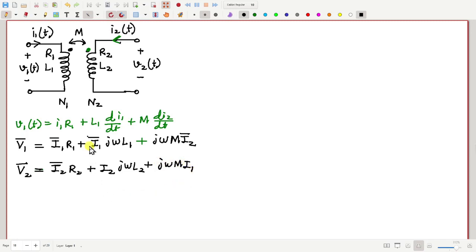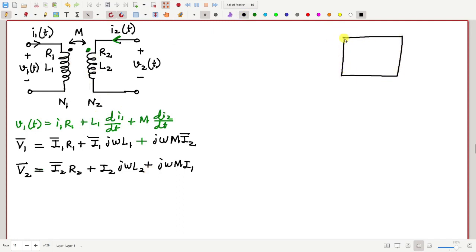Is it fine so far up to this? Are these two equations okay? Do you follow? Yes, sir.